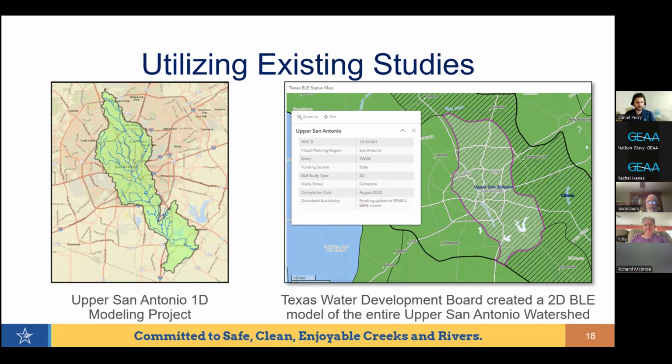Even with it being lower detail, we felt like it was important to compare the floodplain, especially since we don't have a lot of 2D modeling in this area. And we wanted to compare the less detailed Water Development Board model versus our detailed Westside Creeks model.